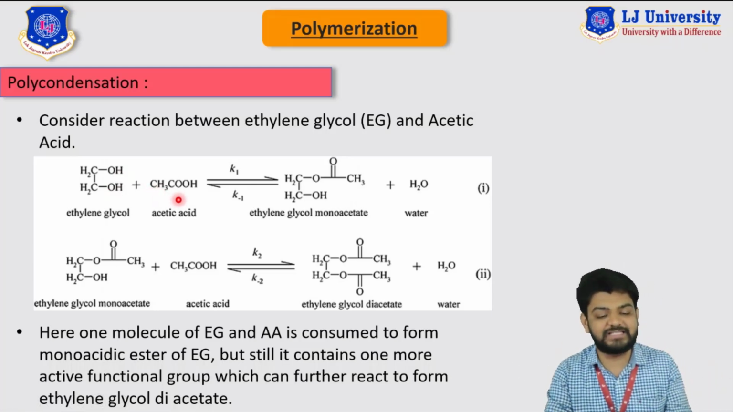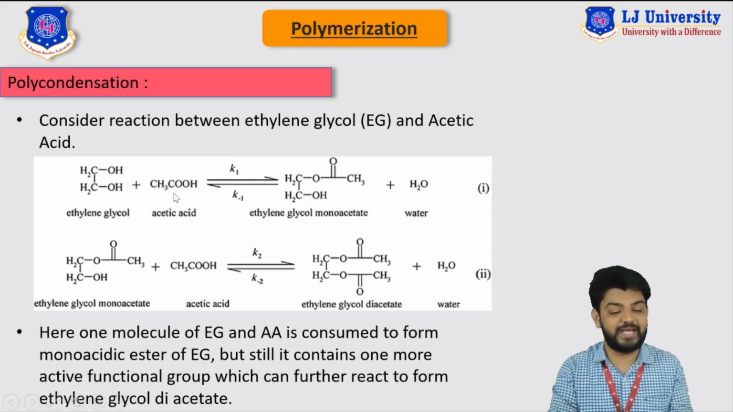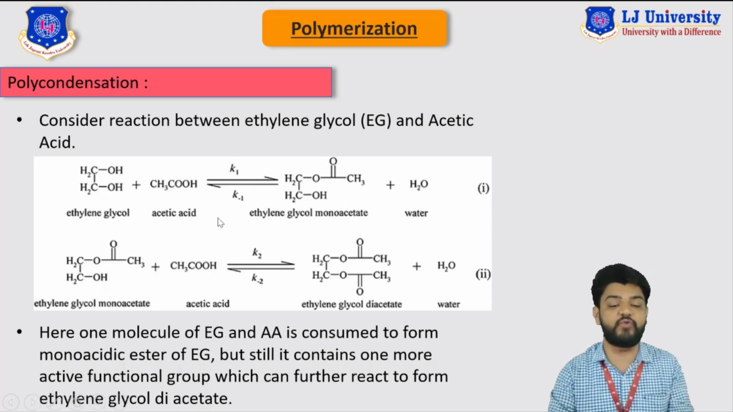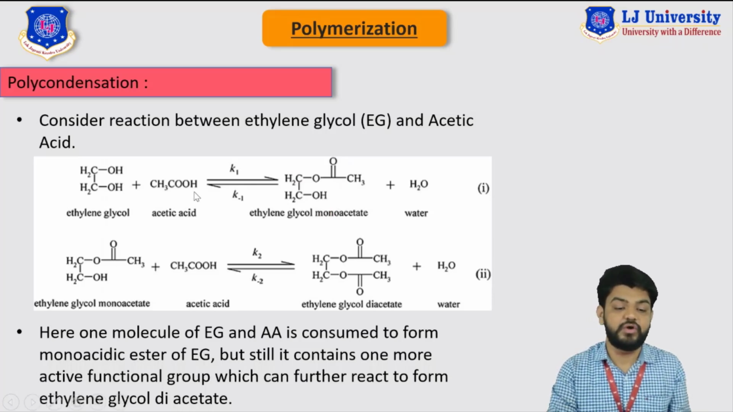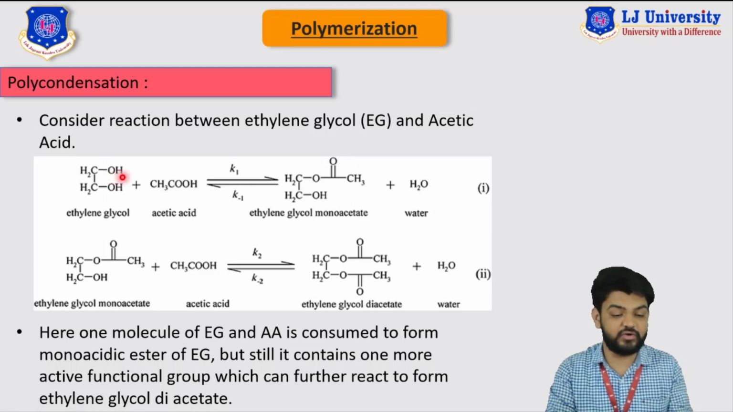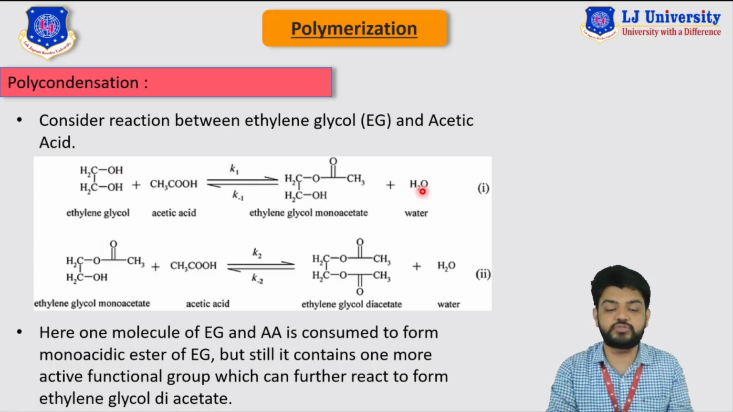Now let's move to the acetic acid. Acetic acid is nothing but your CH3COOH. So you can see here this also has one active group, right? So when both compounds combine together or condense together, they will form ethylene glycol monoacetate like this. You can see here. So this hydrogen from this COOH group will attack this OH minus group, right? And it will eliminate one H2O small molecule like this. And this entire group, that is CH3COO, will attach to this thing like this.